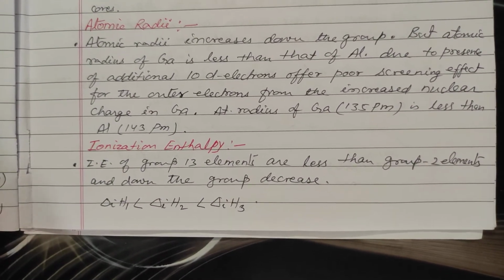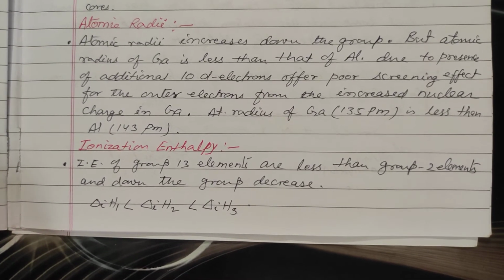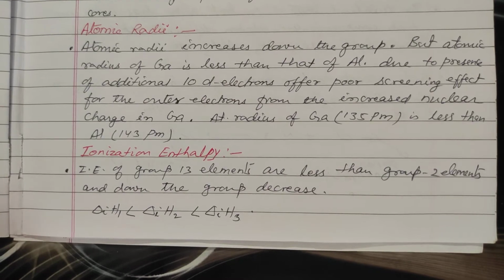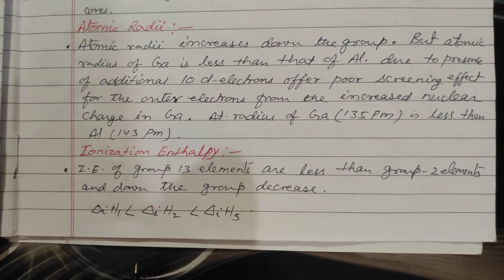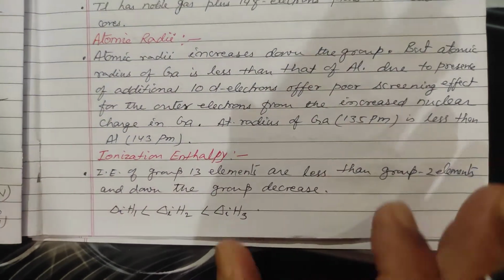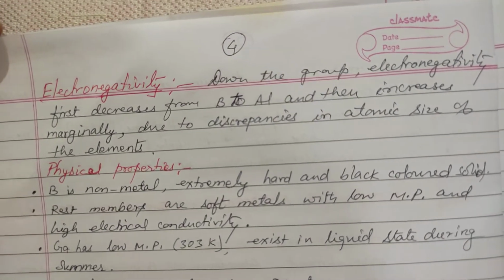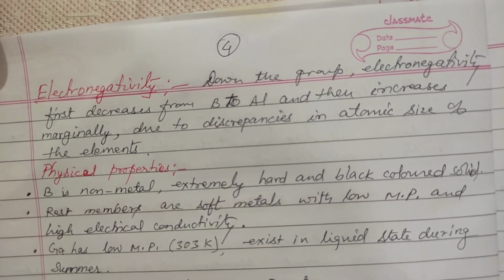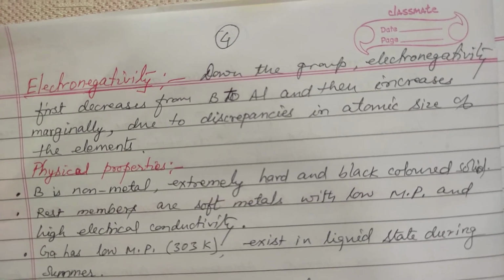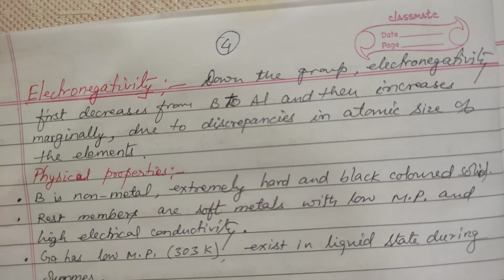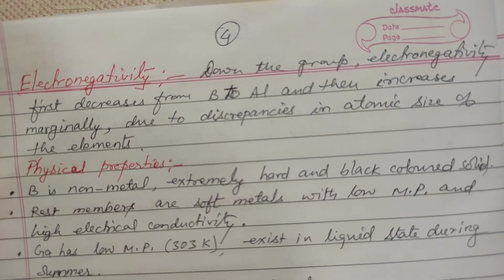Ionization enthalpy. Ionization enthalpy of group 13 elements is less than that of group 2 elements, and down the group it decreases. Naturally, ΔiH1 is less than ΔiH2 is less than ΔiH3. Electronegativity: down the group, electronegativity first decreases from B to Al and then increases marginally due to discrepancies in atomic size of the elements.